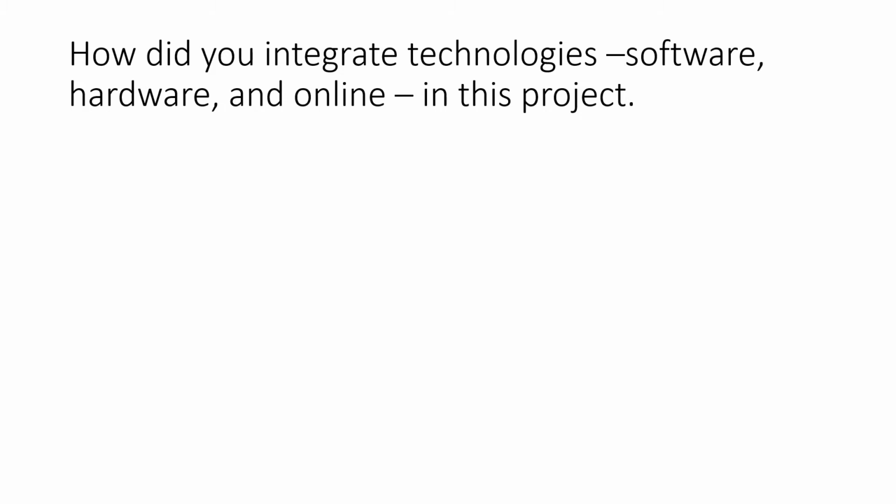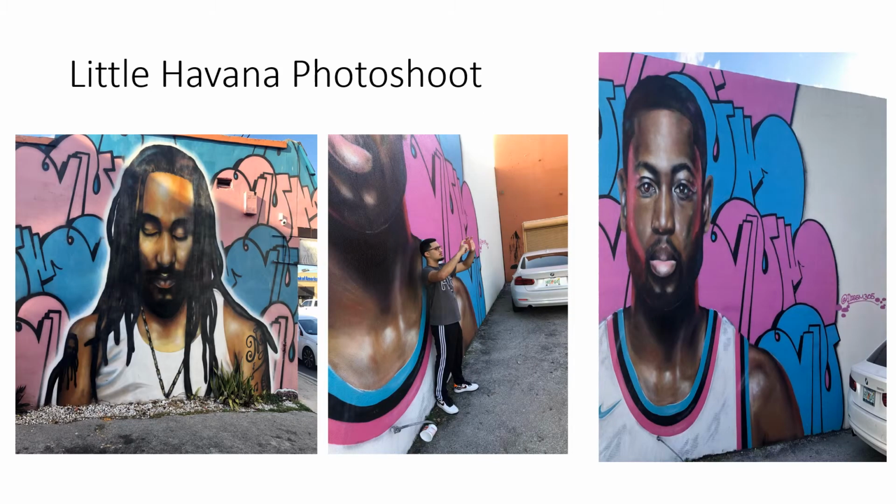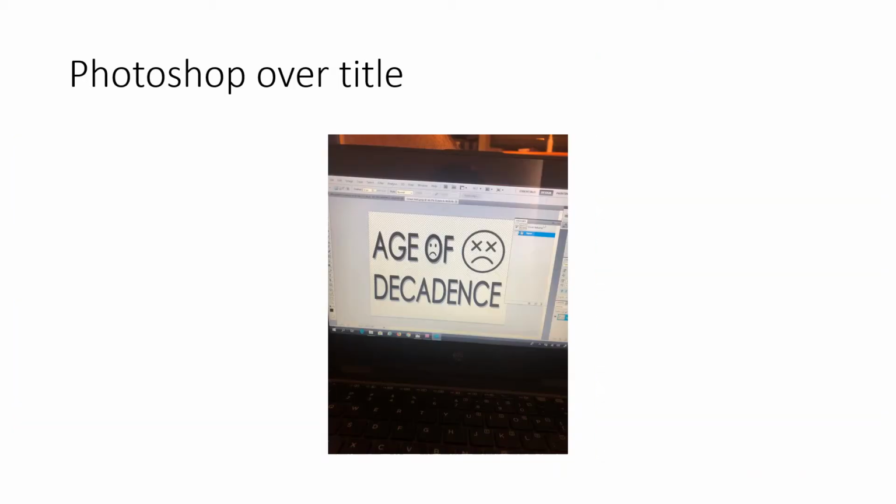Furthermore, how did you integrate technologies, software, hardware, and online in this project? Well, the technology I invested into this project was my phone camera, and that's the camera that I used for the majority of the photos that I shot for all my photo shoots. And I also integrated InDesign and Photoshop software in this whole project. I used Photoshop to create my cover text for my magazine cover and used InDesign to set up the format for a magazine spread and cover.